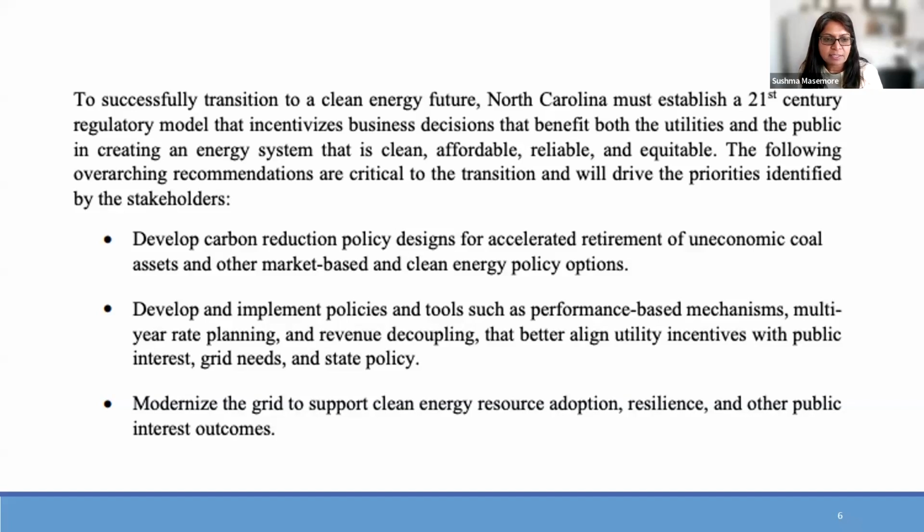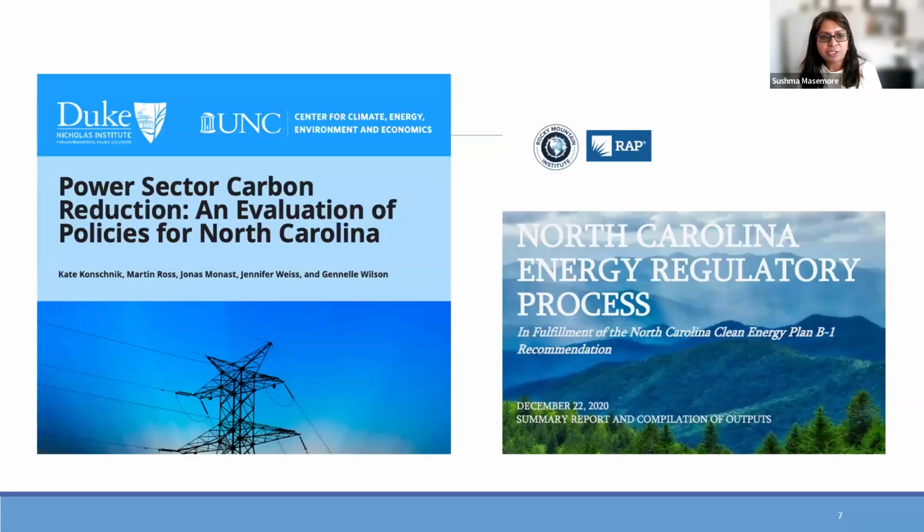We also realized that our grid was not ready for that clean energy future, and that modernization and adaptation to address the already experienced resiliency problems in our grid and our assets needed to be part of that planning. So we spent the next year in 2020, during the COVID year, to look at two of the key recommendations coming out of the Clean Energy Plan.